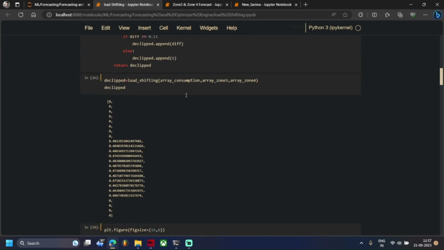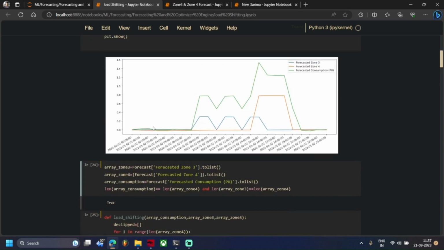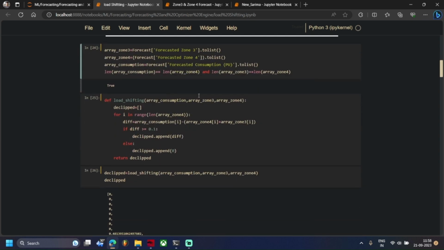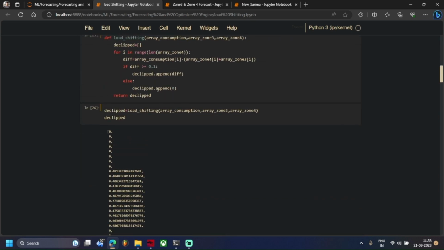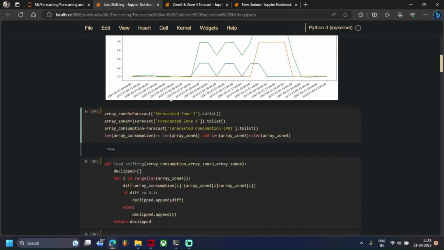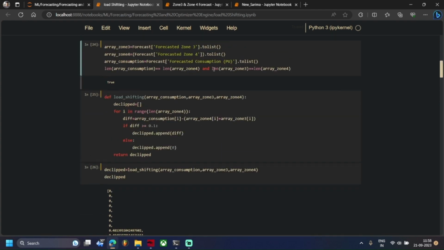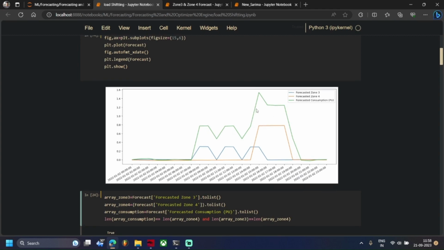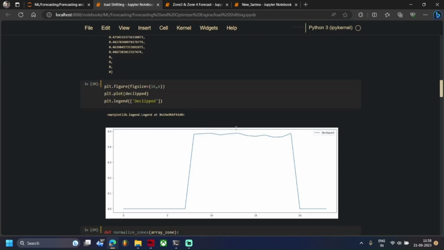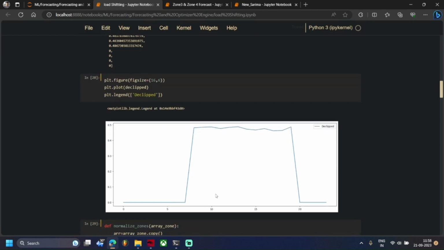These are the implementation. First of all, as I said, there are many discrepancies in the data, and this is fluctuating, and this is not good. So we normalized these fluctuating portions of the data. We subtracted this zone 3 and zone 4, and we declipped what was clipping over here, and you can see these are all constant loads, and this can be shifted because these are all constant loads.